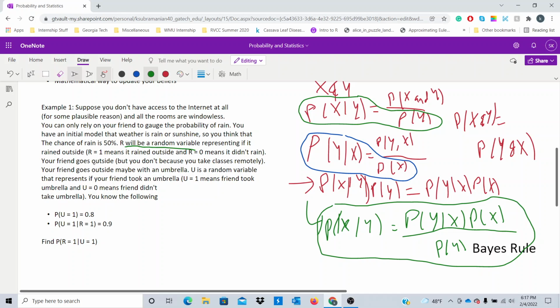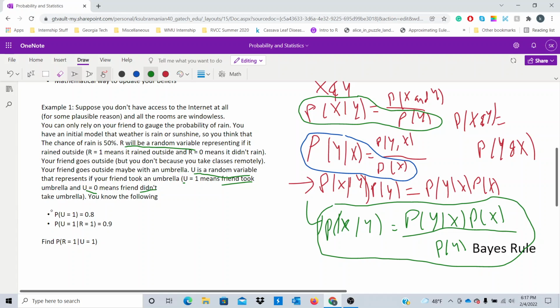And your friend goes outside, but you don't because you take classes remotely. So when your friend goes outside, maybe he or she takes an umbrella. We're going to let U be a binary random variable that represents if your friend took an umbrella. U equals 1 means your friend took the umbrella, and U equals 0 means your friend didn't take the umbrella.